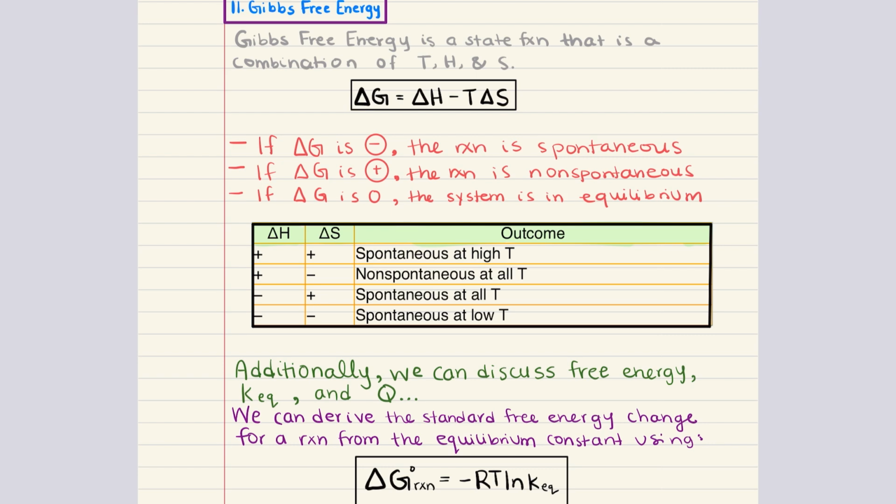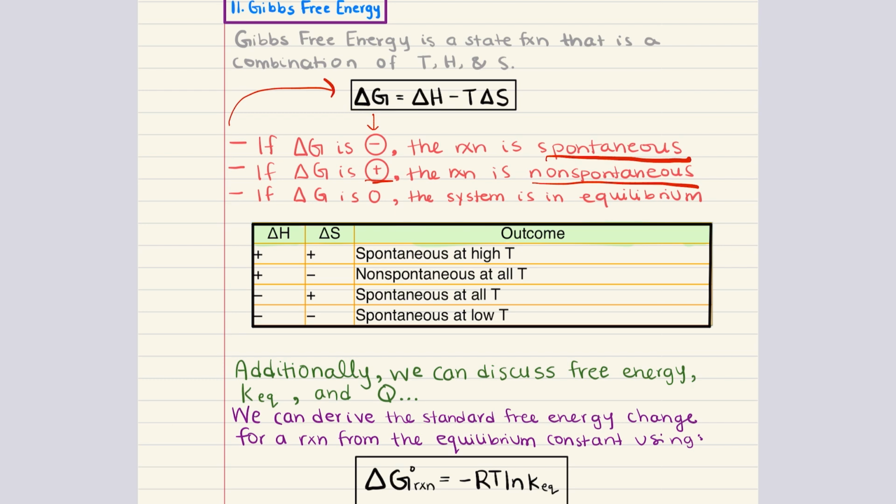Now, the change in the free energy is the maximum amount of energy released by a process that's available to perform useful work. The change in Gibbs free energy is defined in this expression. We have delta G is equal to delta H minus T delta S. Delta G is the change in Gibbs free energy, delta H is the change in enthalpy, T is temperature, and delta S is the change in entropy. Now, when delta G is negative, the reaction is spontaneous. When delta G is positive, the reaction is non-spontaneous, and if delta G is 0, the system is in equilibrium.